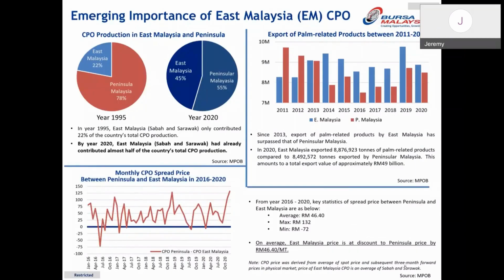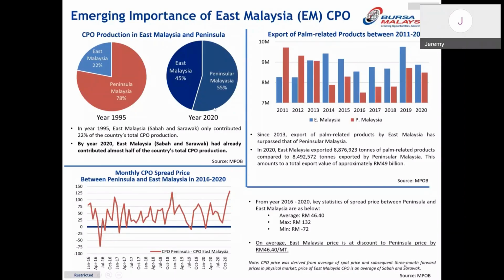Before I go on to the differences, this is part of the reason why we are creating this contract. On the top left-hand side of the slide, you are looking at two pie charts. The first shows that in 1995, the production of East Malaysia was only 22%, while Peninsula made most of the palm oil at 78%. Fast forward 25 years to last year, production in East Malaysia increased from 22% to 45%, while Peninsula Malaysia slowed down and stays at 55%.